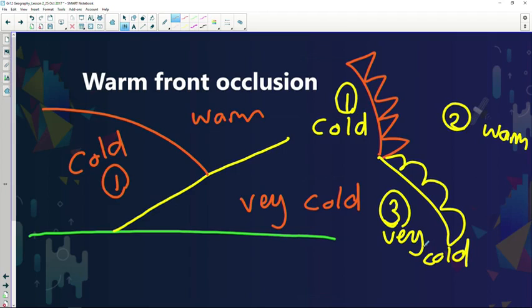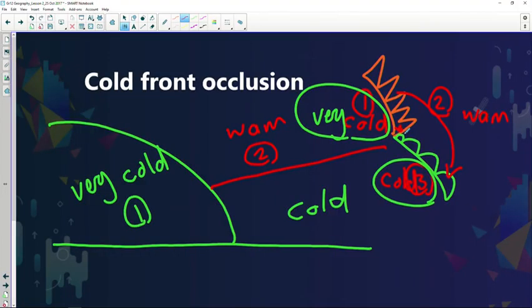And as you can see, the coldest air is closest to the surface. Very importantly, Grade 12s, if they do ask you to explain it, use the diagrams if you struggle to interpret it, by all means. Keep in mind, let's go back.